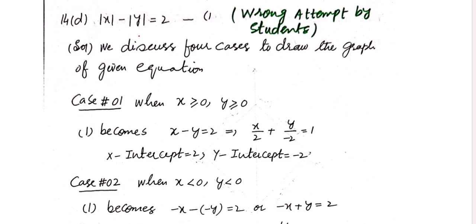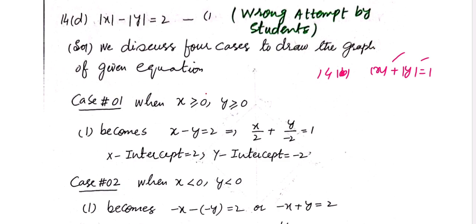Often students do this question as follows: they try to solve this question using the method that we have discussed in 14b, that was x absolute plus y absolute equal to 1. In this question, we make the two intercept form of this equation in different cases. So firstly we try to solve this question by using this method.